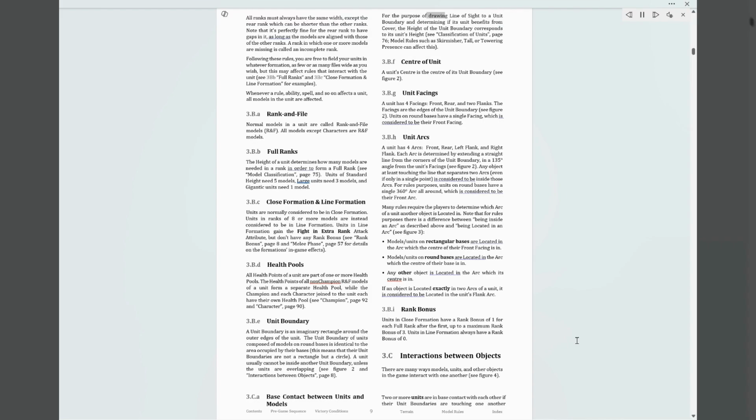For the purpose of drawing line of sight to a unit boundary and determining if its unit benefits from cover, the height of the unit boundary corresponds to its unit's height. See Classification of Units, page 76. Model rules such as skirmisher, tall, or towering presence can affect this. Center of unit. A unit's center is the center of its unit boundary.